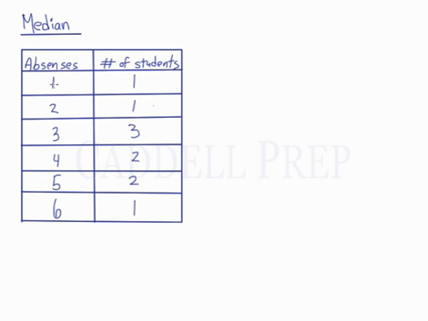So for example, we're going to write 1 once because only 1 student was absent 1 time. 1 student was absent twice, so we put a 1, 2. 3 students were absent 3 times, so we have 3 3s to list. 2 students were absent 4 times. 2 students were absent 5 times. And 1 student was absent 6 times.